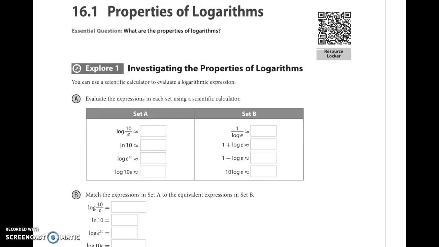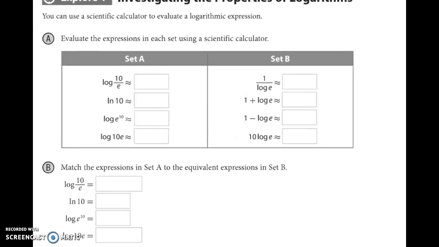So it says, investigating the properties of logarithms. You can use a scientific calculator to evaluate a logarithmic expression. Evaluate the expressions in each set using a scientific calculator. So I've already gone ahead and done this. I would recommend that you get a calculator and make sure that you can also get the same values that I do, so that you know how to use it properly. Okay, but what I did was I already found these values. So log 10 divided by 3 is 0.57 approximately.